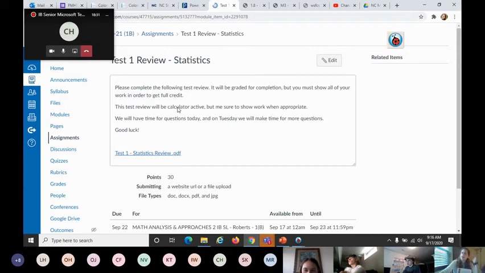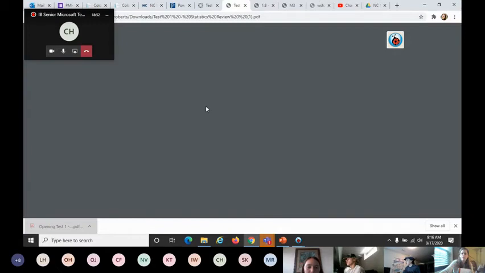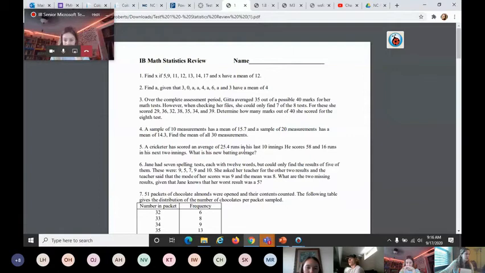And I said on the review instructions, it's going to be graded for completion, but you need to show all of your work in order to get full credit. So make sure that you're showing your work through all this. Okay. Do we need to do it on response paper? You can if you want to. I'm not going to require it. You can do it on notebook paper if you'd like.